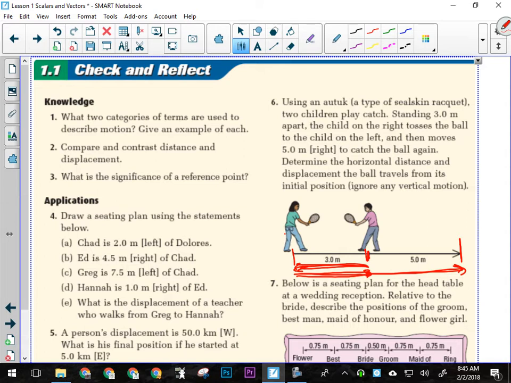Okay, now the total displacement's quite a bit easier. This is the initial position and this is the final position. It's 5 meters to the right of the initial position. So our displacement is just 5 meters right. Everybody with me on that? Okay.